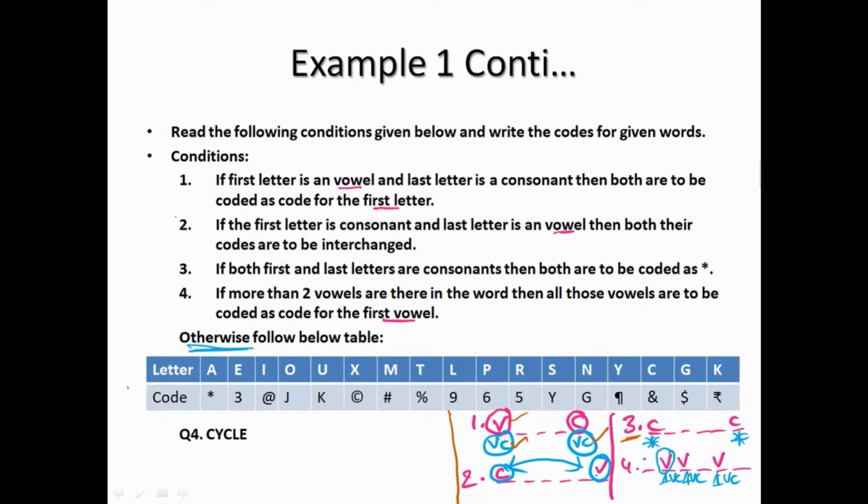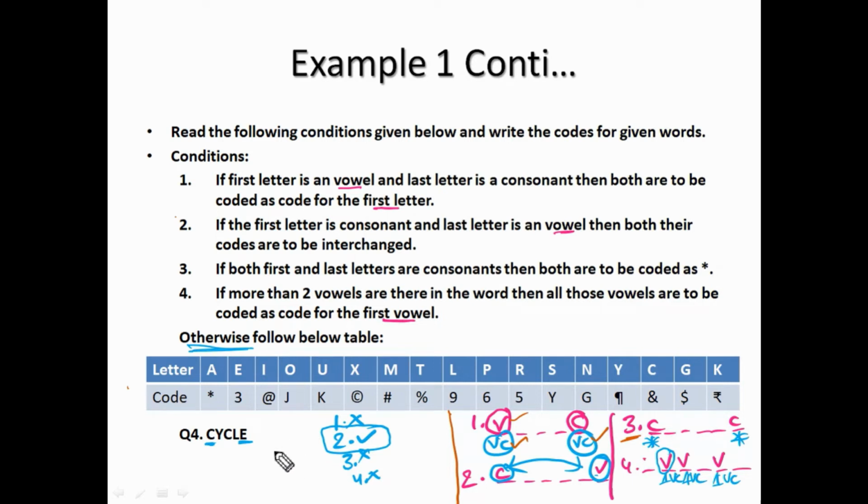Next is, the word is cycle. Okay, I'm checking the conditions. First condition, first is a vowel and last is a consonant. It is not a vowel, fail. Second condition, first is a consonant, correct, and last is a vowel, yes, correct. Condition 2 is satisfying. And third condition, first and last are consonants, no, it is failed. And fourth condition, more than 2 vowels are there, no sir, there is only 1 vowel, that's why it is also failed. So only condition 2 is following. We have to satisfy that condition.